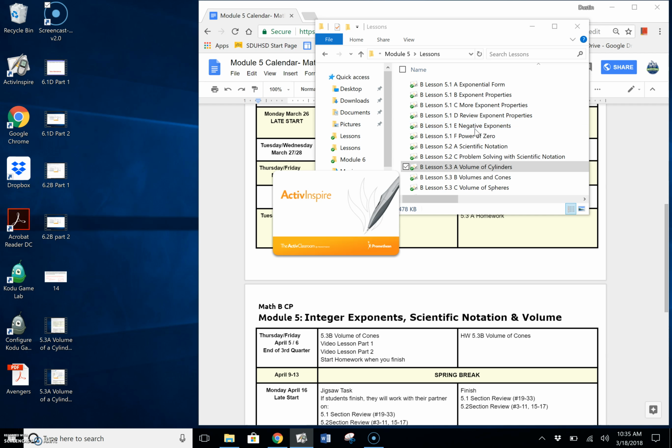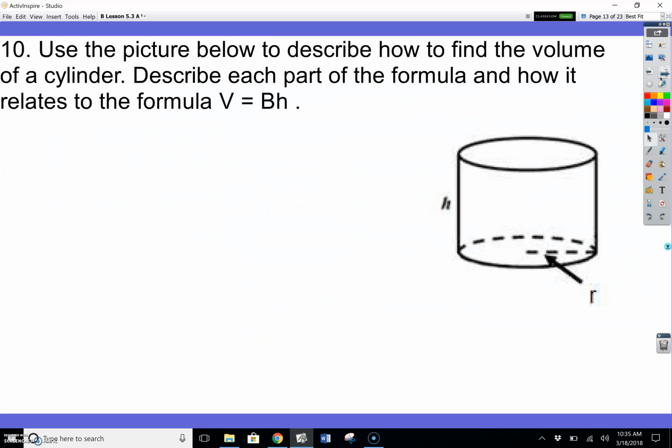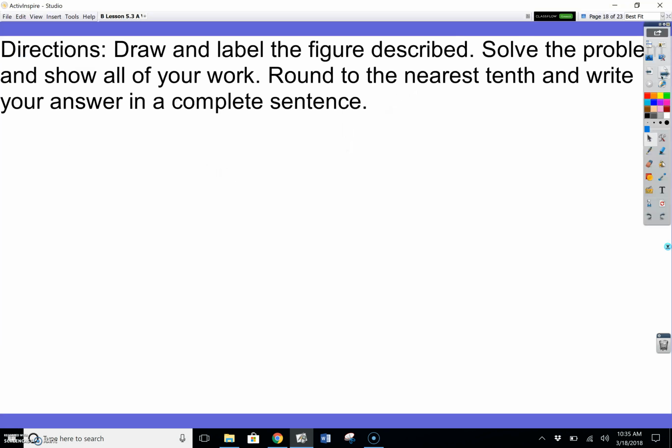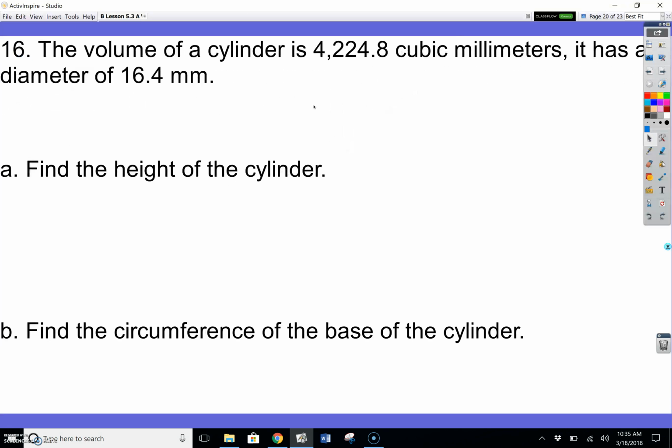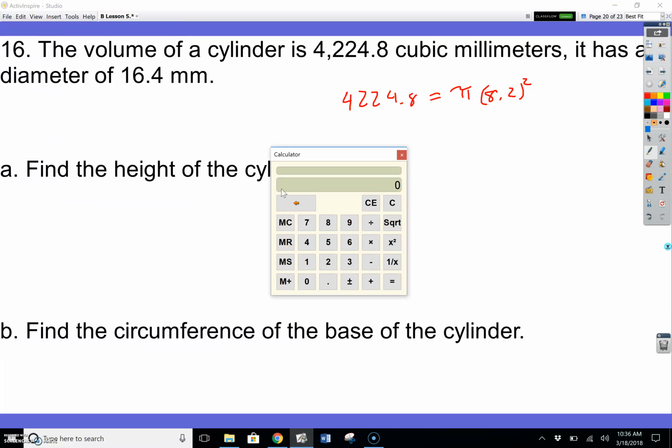Alright, so let's go ahead and open this up and jump back to the problem we were on. Let me zoom up there. Okay, and let me get caught up to you guys. So what I had, it says find the height, and we should have this: 4224.8 is equal to pi times 8.2 squared times the height. So let me bring up my calculator one more time, and then we'll finish up this problem.